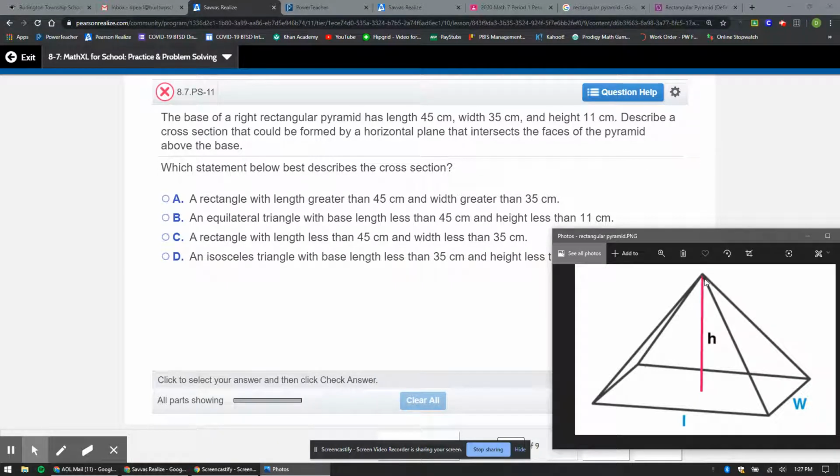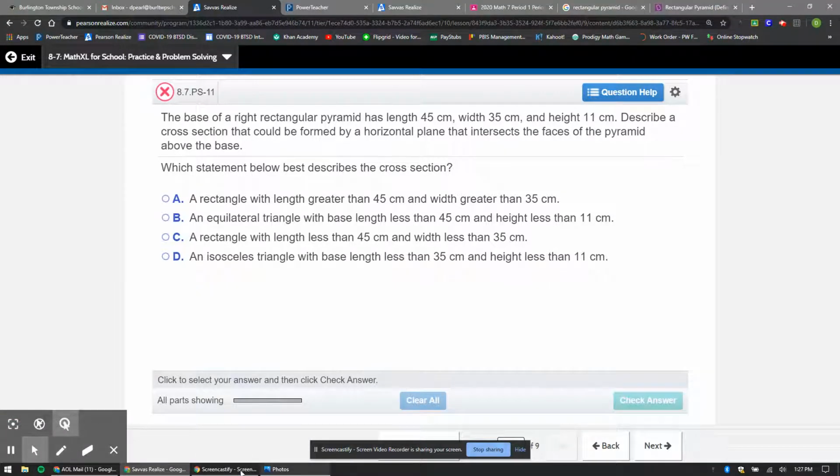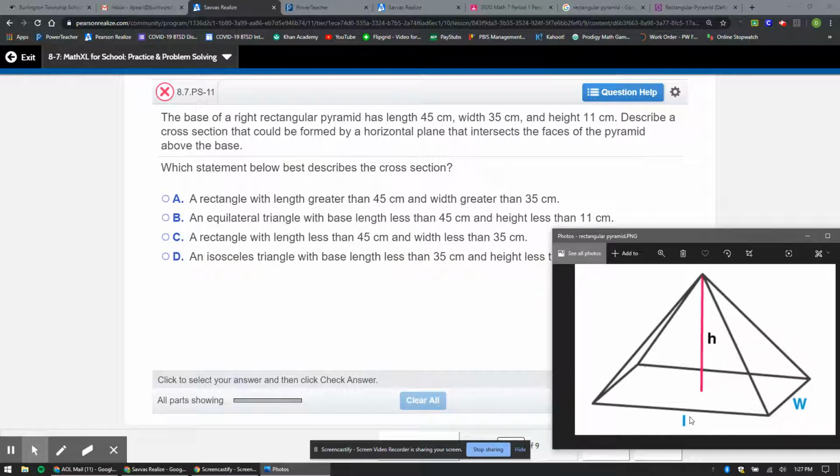This is a pyramid. So our length is 45, that's right here. Our width is 35. And then our height is 11. Now, when they talk about a horizontal plane, they're talking about sideways, so side to side. If you crossed it horizontally, it could look the same as the base or a little bit of a smaller rectangle if you were to cut it right in half, like right through here.